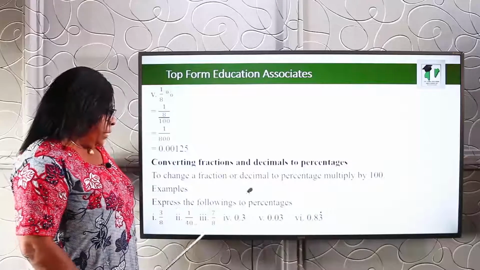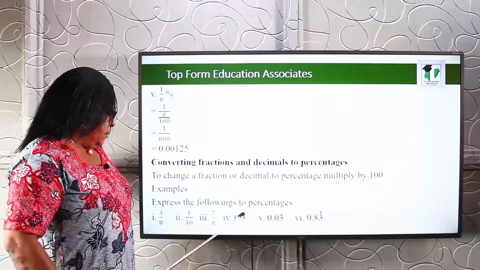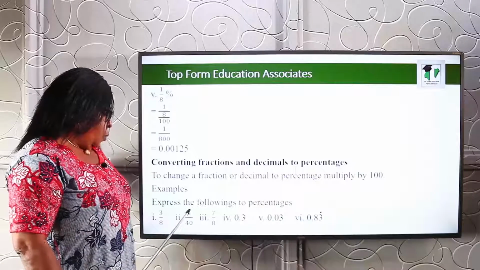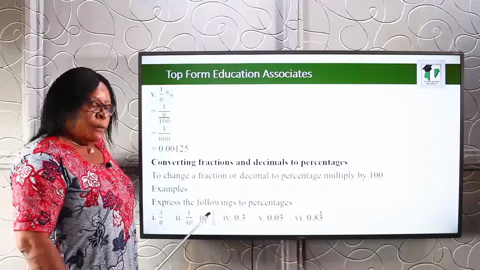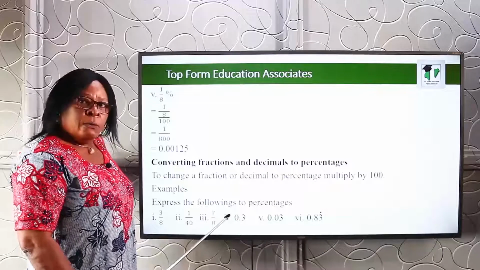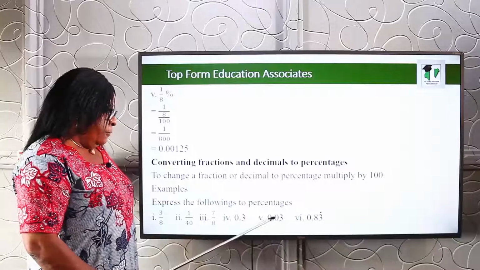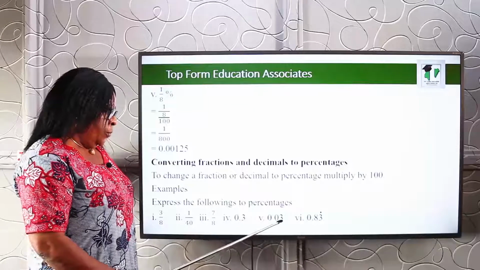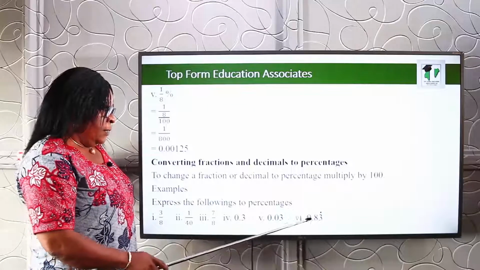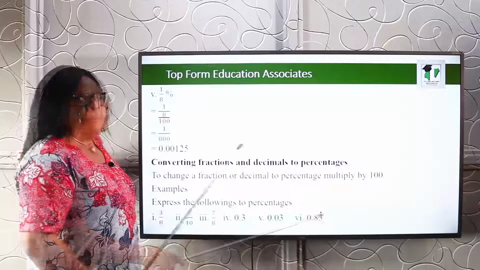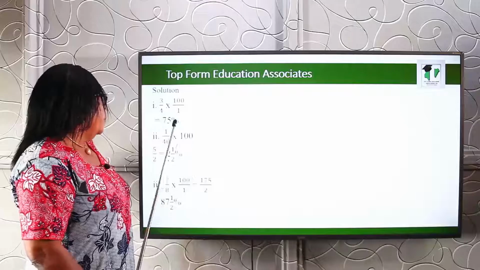Express the following as percentages. 1, 3/4; 2, 1/40; 3, 7/8; 4, 0.3; 5, 0.03; and 6, 0.83 recurring. Solutions.